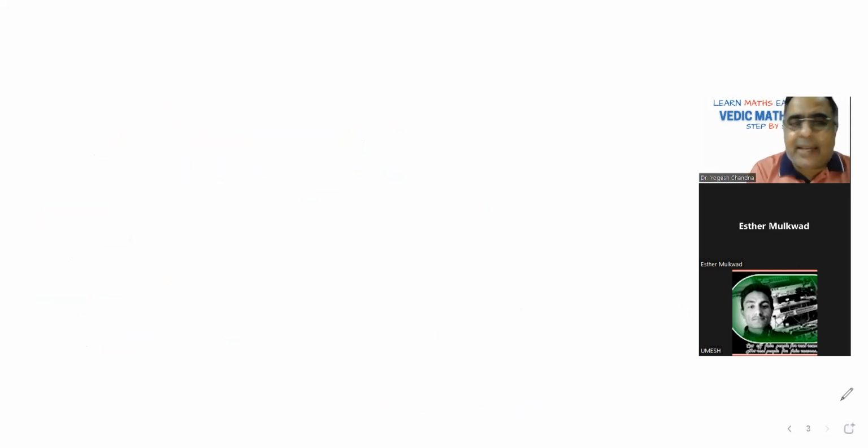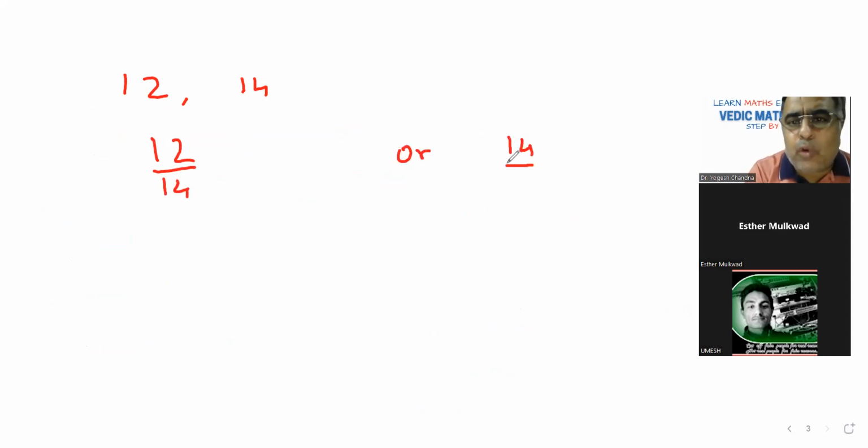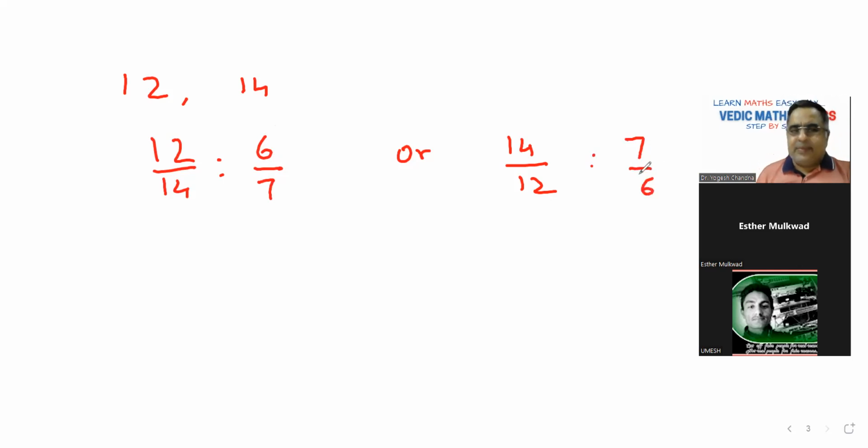Now coming to Vedic mathematics technique. So if two numbers are given, 12 and 14, you can take them in ratio. This is the Anurupyena Sutra. Any ratio, either you can have it 12 by 14 or 14 by 12, whatever you wish. Now reduce to maximum. Again 2 6s are, 2 7s are. Now it cannot be further reduced. 7 by 6.